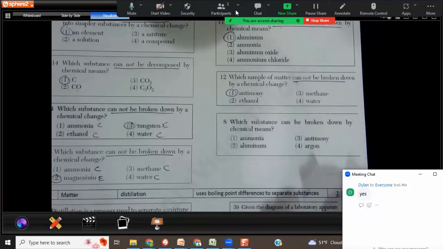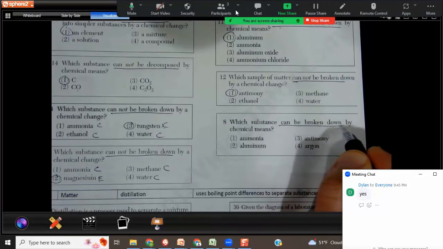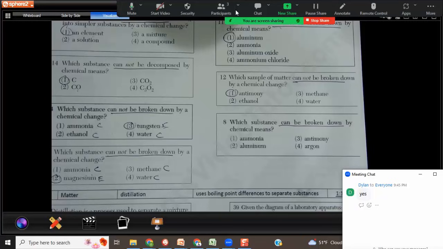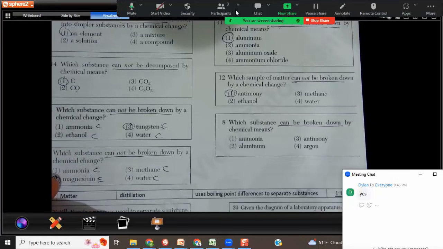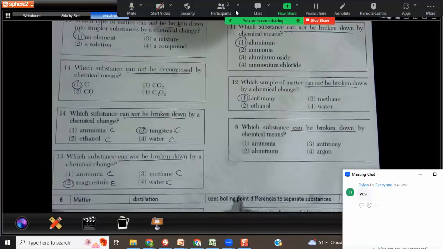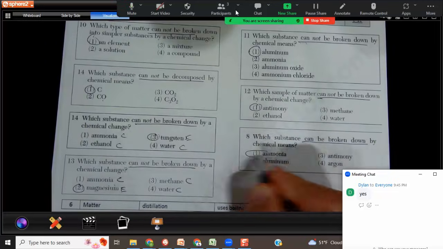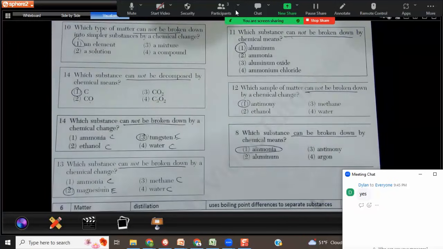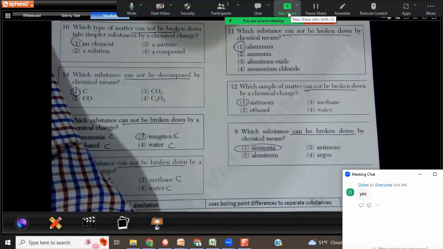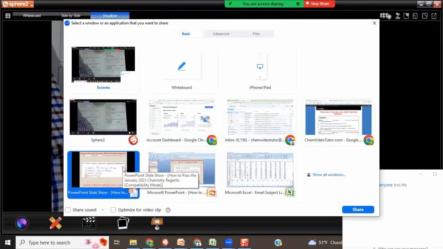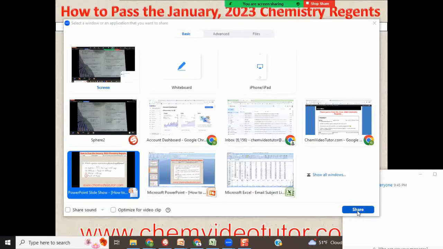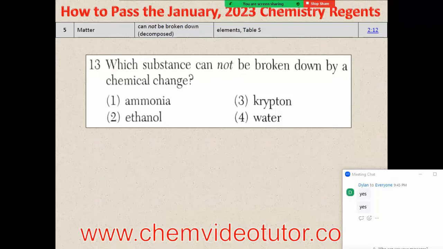And this time, be careful here, can be broken down. This time we're looking for a compound. That means 3 of the choices will be elements, and the other odd man out will be the compound. And it's the same compound they keep talking about here, ammonia. All right, guys, that was wave 5. Let me switch out to the January Regents 2023. All right, so this was a question on that exam and right around question 13.